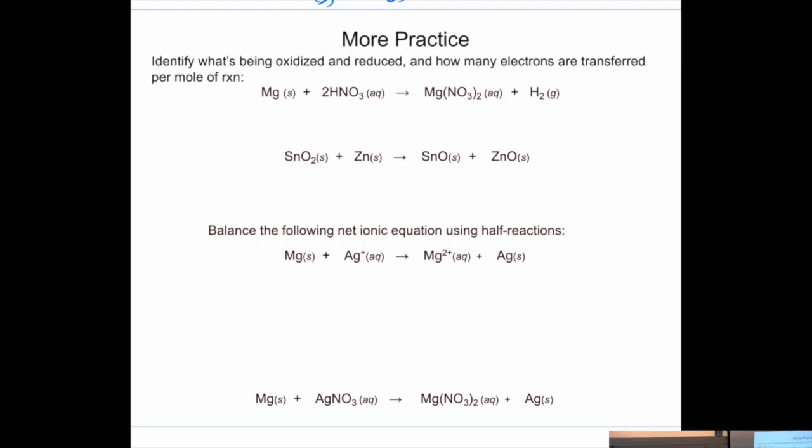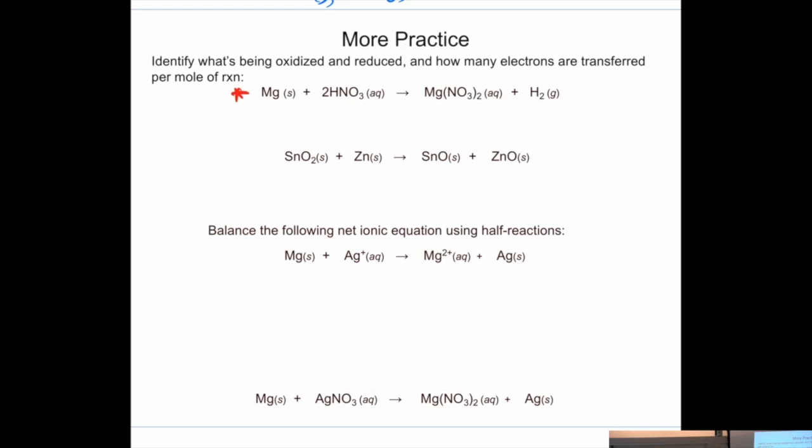Let's just do the top one. Magnesium solid plus, what is HNO3? What is that? Say it loud, I heard it. Nitric acid. Is that a strong or a weak acid? Strong acid. Not that it matters for this problem, but I'm just checking. You'll need to know this for the final exam. All right, let's identify what's being oxidized, what's being reduced, and how many electrons are transferred. Let's just do this one. We can do this one together.